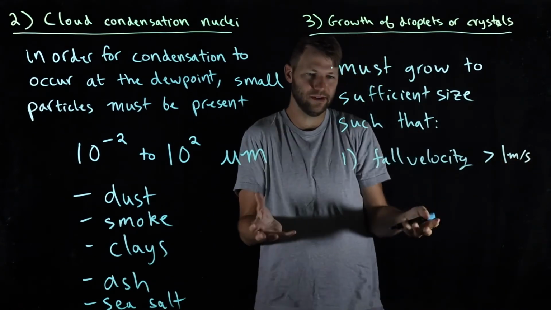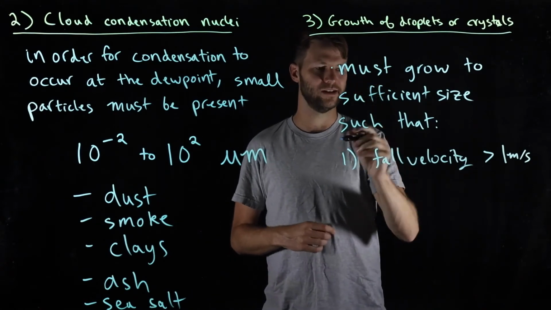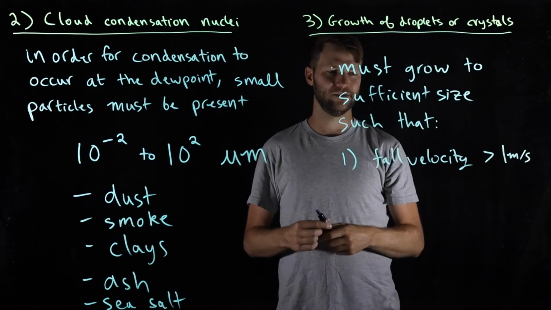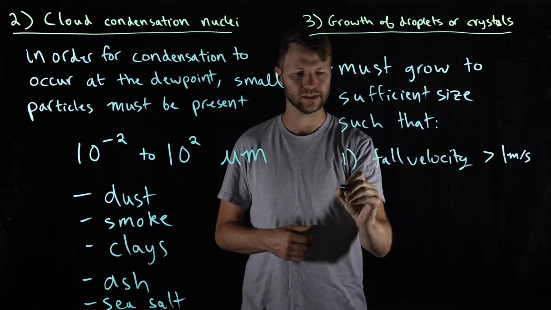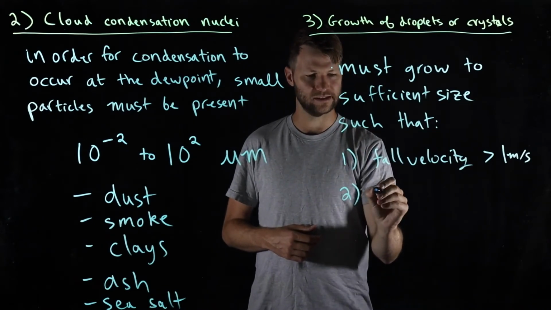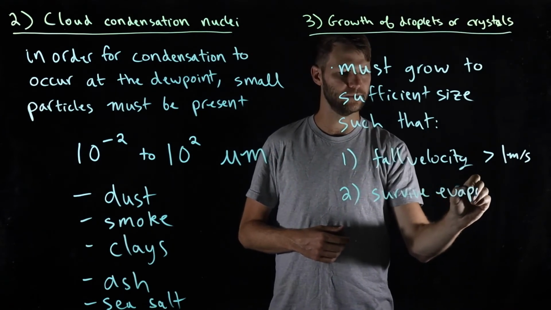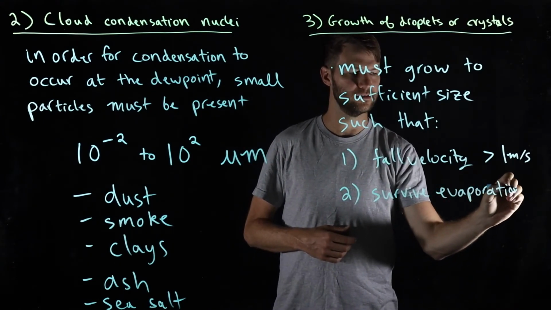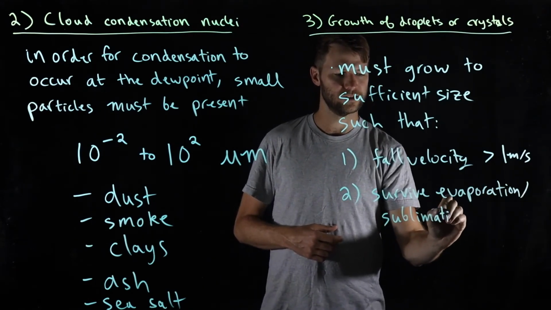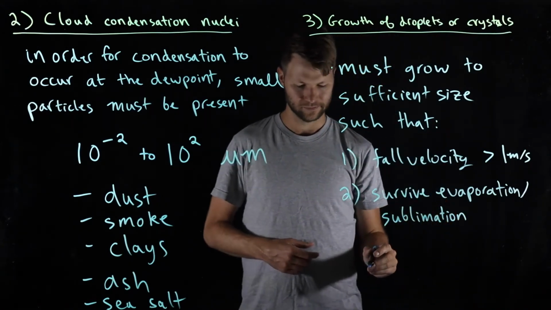And the idea here is that many clouds actually have updrafts within them. And even if a droplet is falling, if it's reached terminal velocity, if it's not falling fast enough, it's not going to fall out of that rising column of air. And then the second point here is that as it's falling, it needs to survive evaporation and sublimation on its way to the surface. Recall that sublimation is the direct transformation of solid water or ice into vapor or gas.